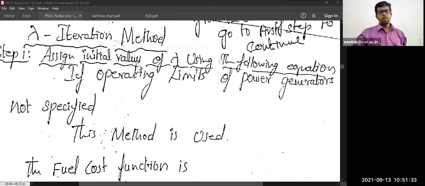Today we have the Lambda iteration method. This is one type of algorithm. We have a set of rules to solve the economic load dispatch problem. It is not very new to us. This type of Lambda iteration method is not very new to us. We have already seen it. What we are going to do is see the same thing as a set of rules, with certain steps, using this algorithm.